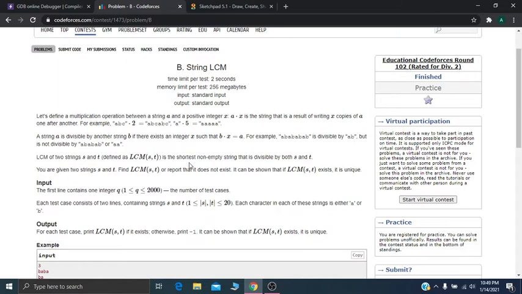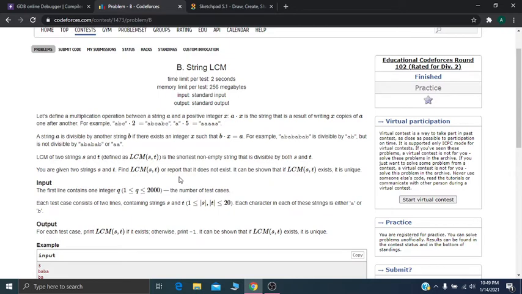Okay, we know what LCM is in numbers. LCM is the lowest common multiple, right? In numbers, it's always possible to find an answer, but not always in the case of strings. I'm given two strings, and I just have to find the two strings' LCM. So what could be the possible answers?